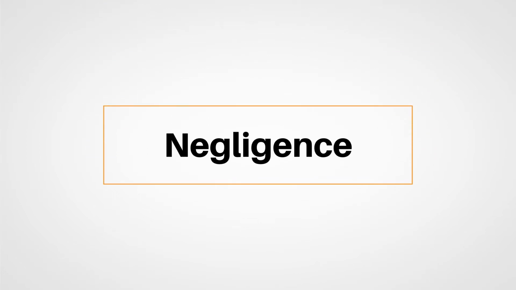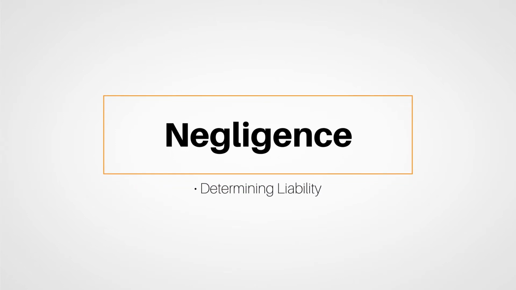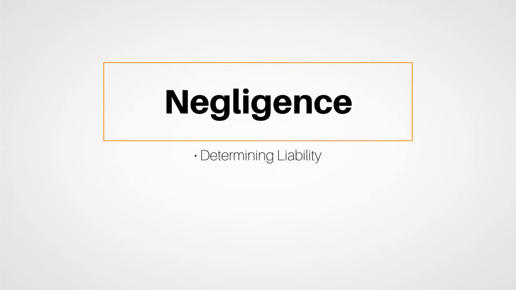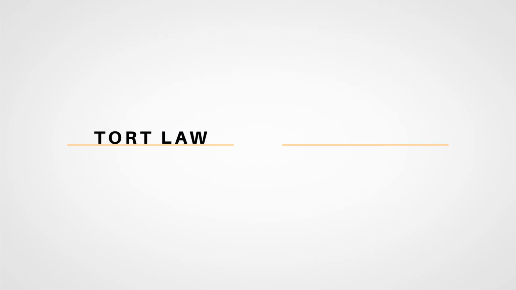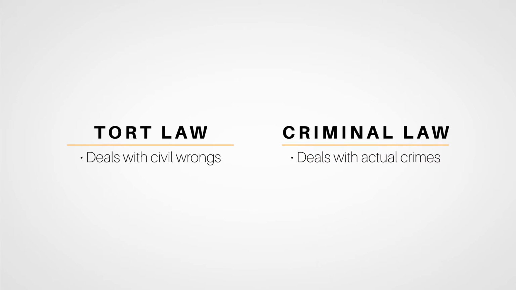This next section of the lesson starts our discussion on negligence, which is a critical part of determining liability. This isn't a long section, but it's important. We'll discuss the difference between tort and criminal law, and you'll learn that tort law deals with civil wrongs, whereas criminal law deals with actual crimes. You'll also learn that a person could be accused of both civil and criminal infractions as a result of the same act, such as a drunk driver striking a pedestrian.